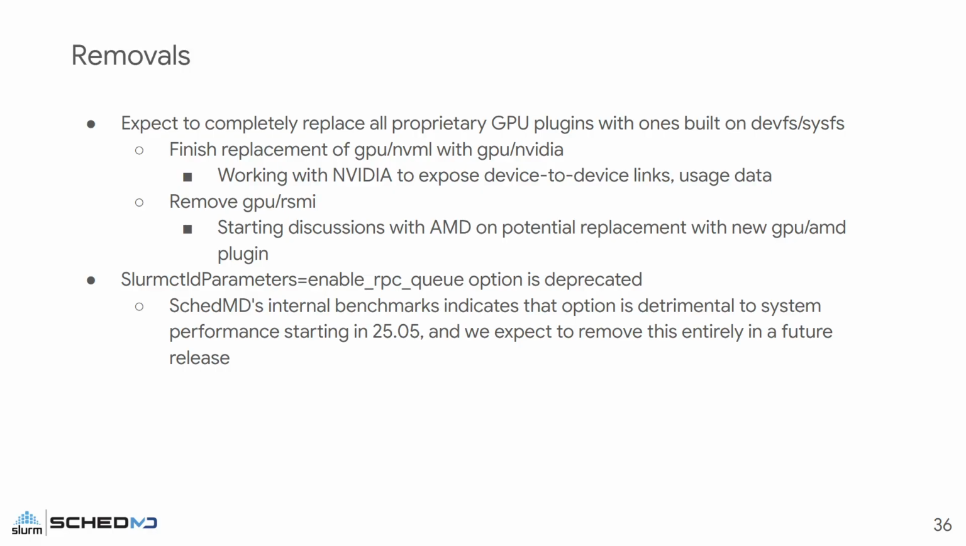The SlurmctldParameters enable_rpc_queue option is also now considered deprecated and may even be removed as soon as the 26.05 release. This was an experimental approach, never documented, to adding a bit of resiliency and trying to mitigate some of the impacts of broader RPC storms to the Slurm controller. But our internal benchmarks that we used to keep an eye on system performance indicated that the option's actually detrimental starting in the 25.05 release due to improvements that we made in the Conmgr subsystems. So again, we are expecting to just remove this.